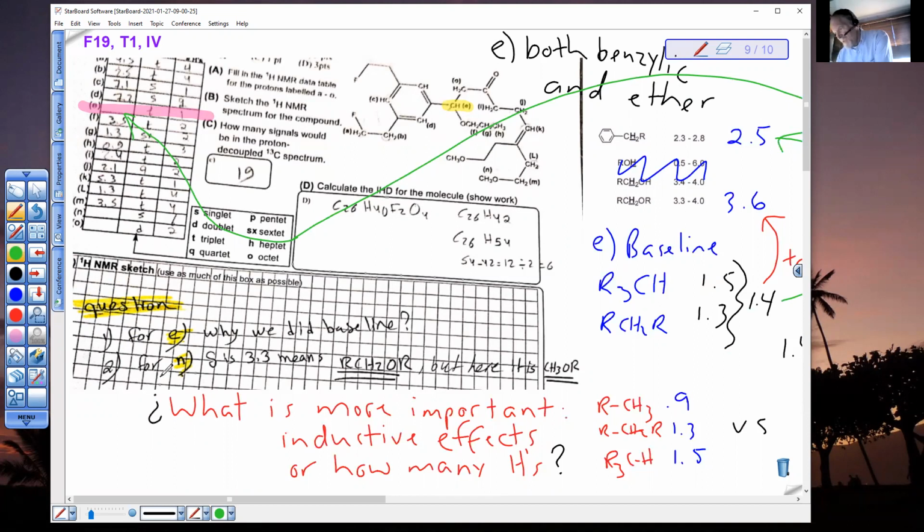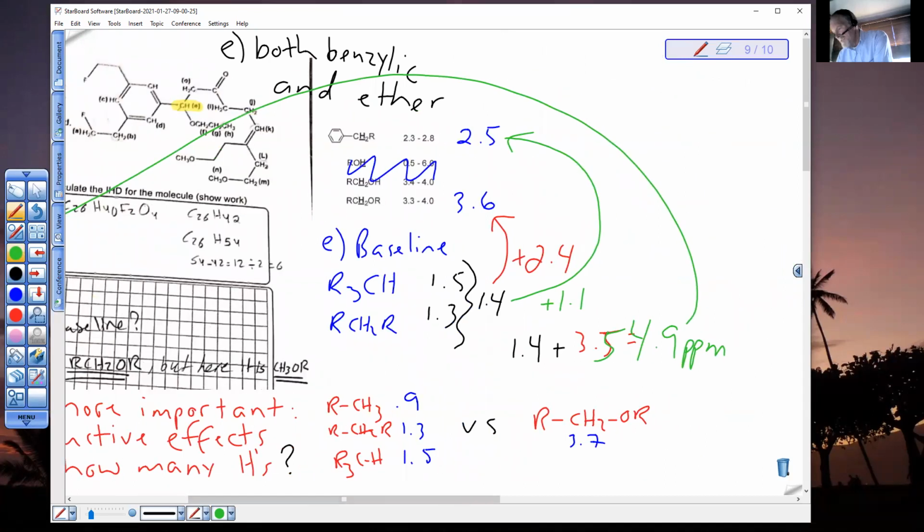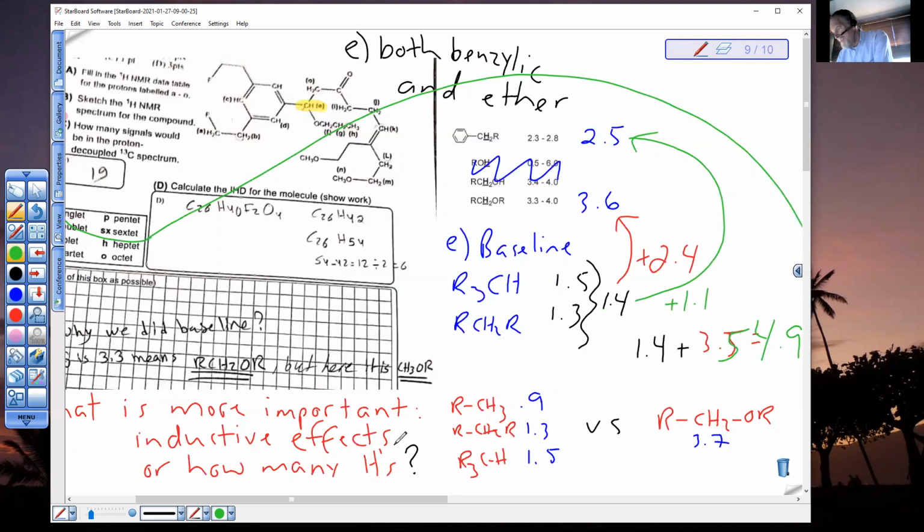And down here, she's asking for N. Delta is 3.3 means RCH2OR, but here we have CH3OR. Before we answer that question, what's more important? Inductive effects, that's the presence of the oxygen, or how many H's there are. So in these three examples from the chart, only the H's are changing. Are these big changes? 0.4 and 0.2. You add an oxygen, does it really matter how many H's are here? You went up to 3.7, not because of the number of H's, because of the inductive effect of the O.